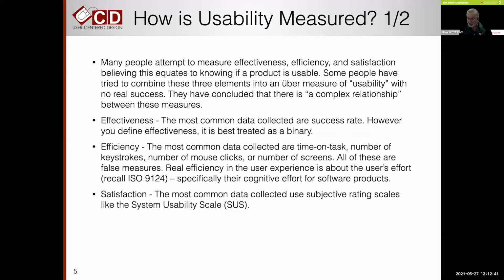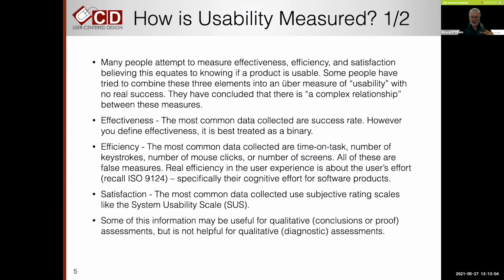And satisfaction, as we talked about earlier, the first ISO definition separated them and said you have to know about both. I think acknowledging that these are very independent. And so we do collect it with subjective scales, the most common being the System Usability Scale. There's others, there's the QUIS, the SUMI, and so on.